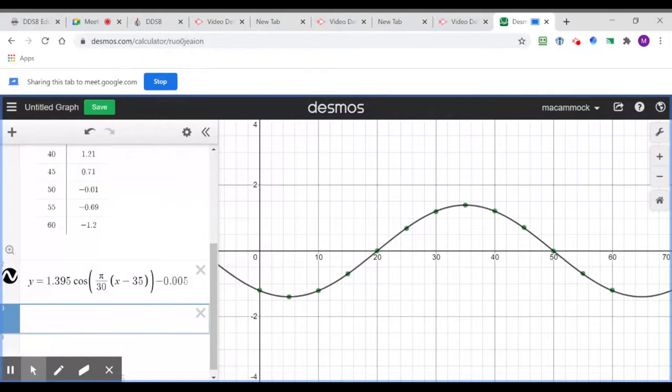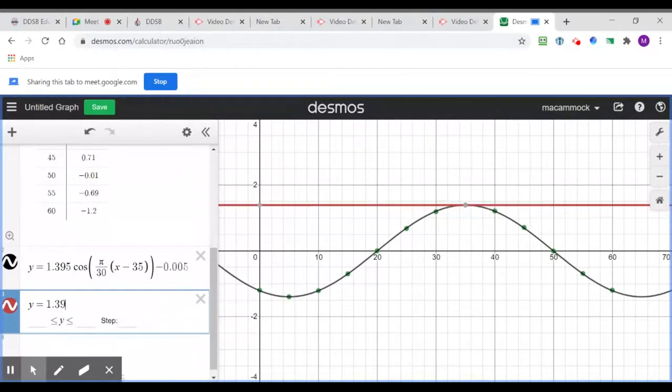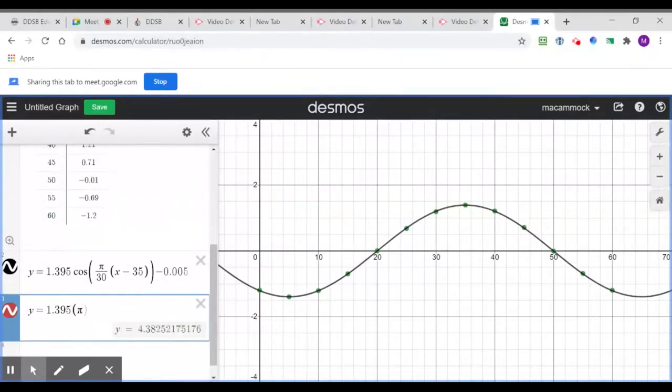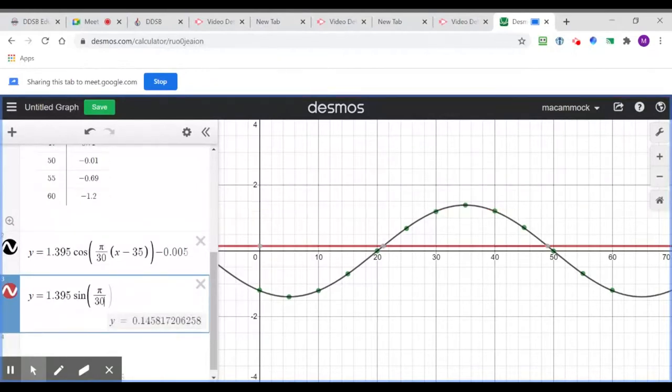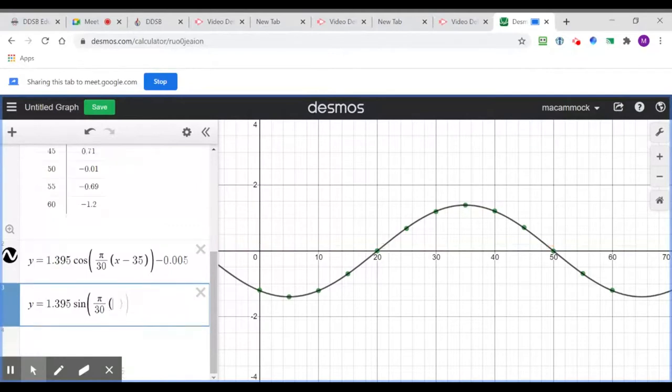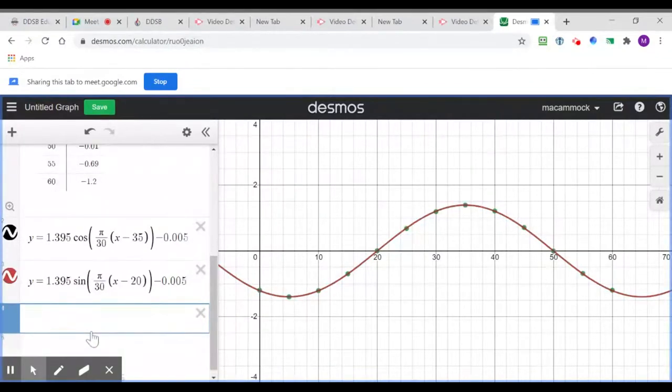Let's go in and put in the sine function as well. So y equals 1.395, and then sine of pi over 30. It's a sine function. No, it's x minus, I think it was 20. And then minus 0.005 actually. And as you can see, both of them seem to line up really, really nicely. You can't tell that there are two lines there.